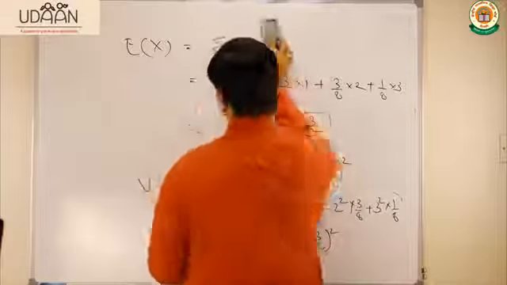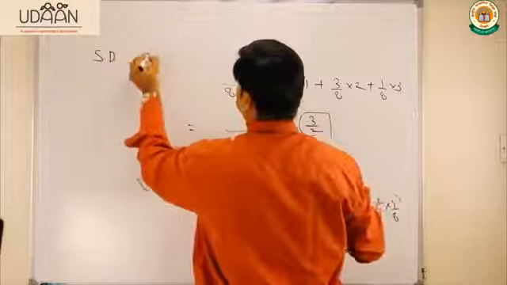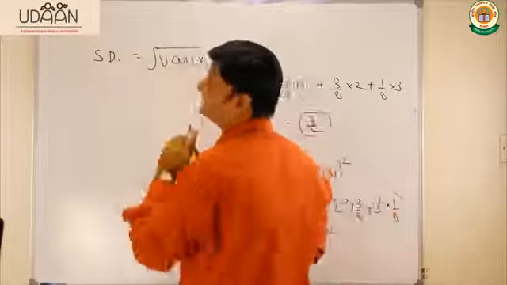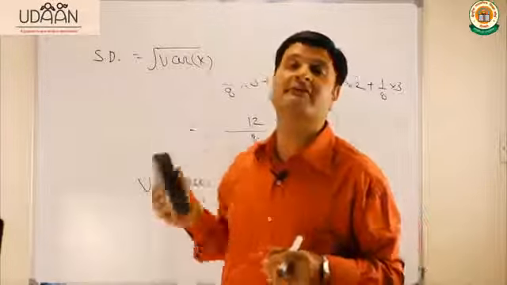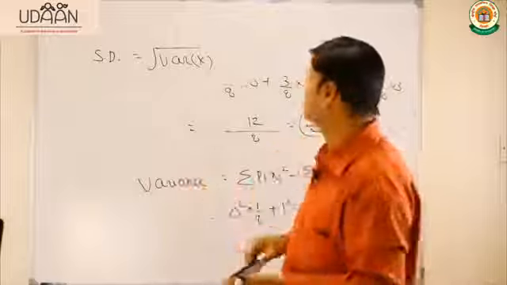And the last step is how to find standard deviation. Once you take the square root of variance, you will get the standard deviation of the random variable. Let's understand for more practice with the help of one more sum.